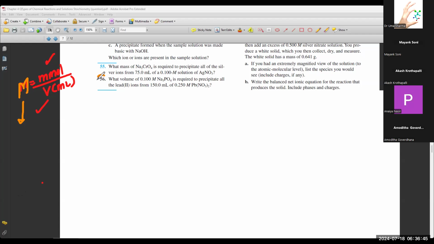Ready for a question? 56. So when we have these types of questions, the very first thing, write down the balanced reaction. In the examination, you should have these things in your mind. Okay, let me write down the balanced equation first. So one of the reactants, is it soluble? Yes or no? Okay, aqueous. Other reactant, is it soluble? Nitrate? Yes.